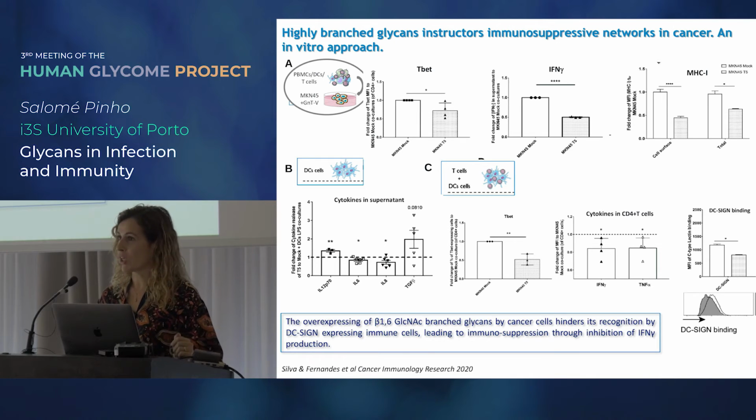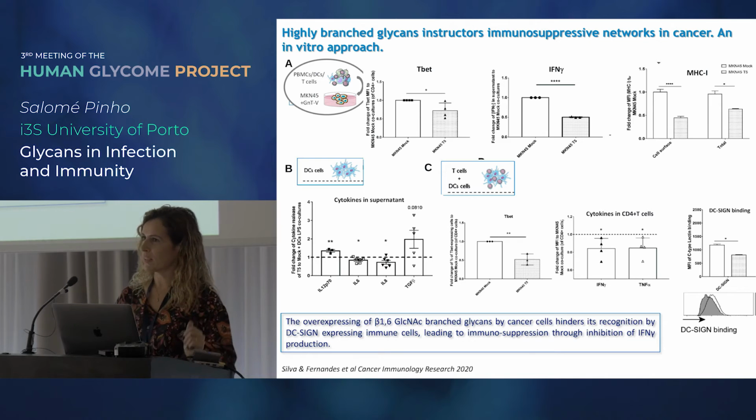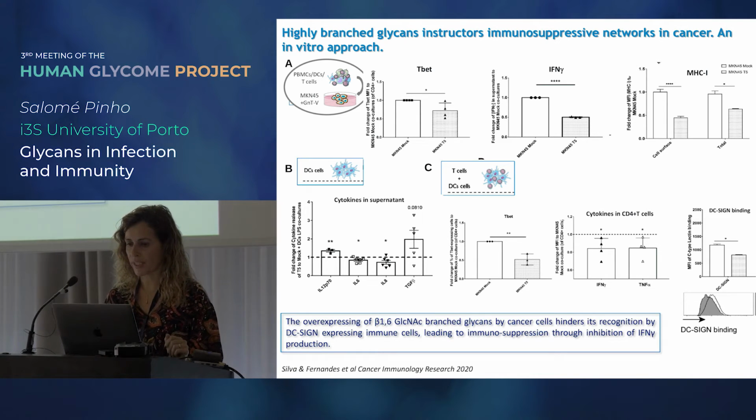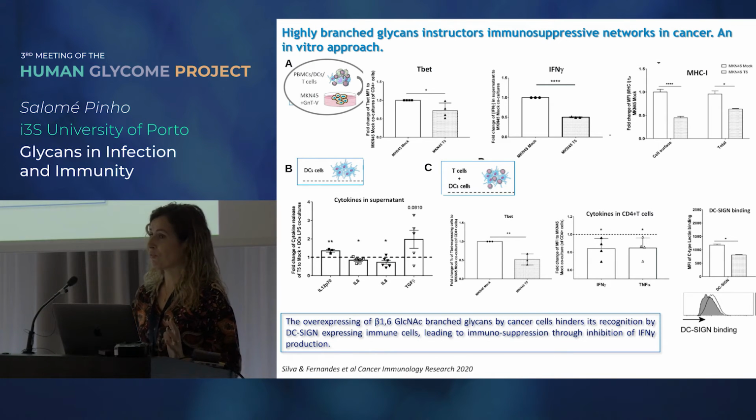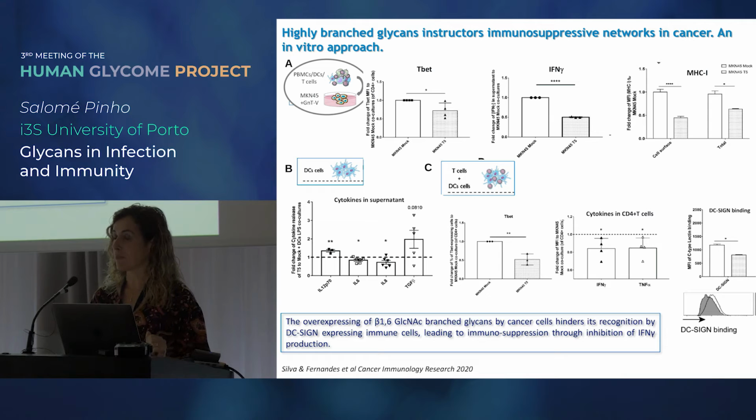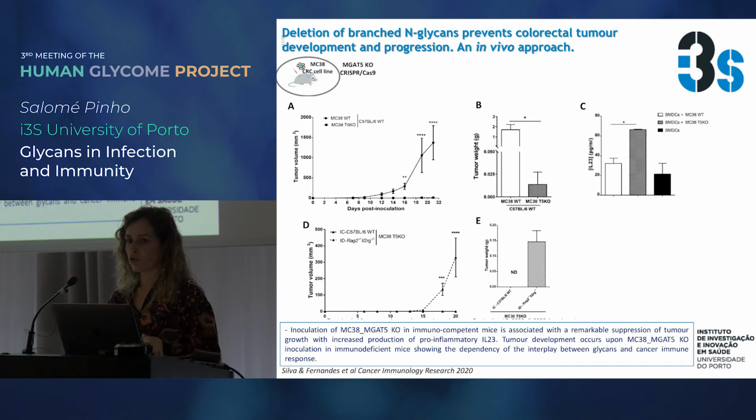So the same holds true when we co-culture our glycoengineered cancer cells with dendritic cells. So this skewing of the balance towards immune suppression imposed by the branched glycans was similarly observed when we add T cells to the co-cultures, again with a decrease in T-bet and a significant decrease in interferon gamma and in TNF-alpha. Interestingly, we found that when these cancer cells overexpress the branched glycans, there is some preclusion of recognition by immune cells, such as DC-SIGN expressing immune cells, which is something that we are further exploring in the group. So we moved to a different approach to answer the same question.